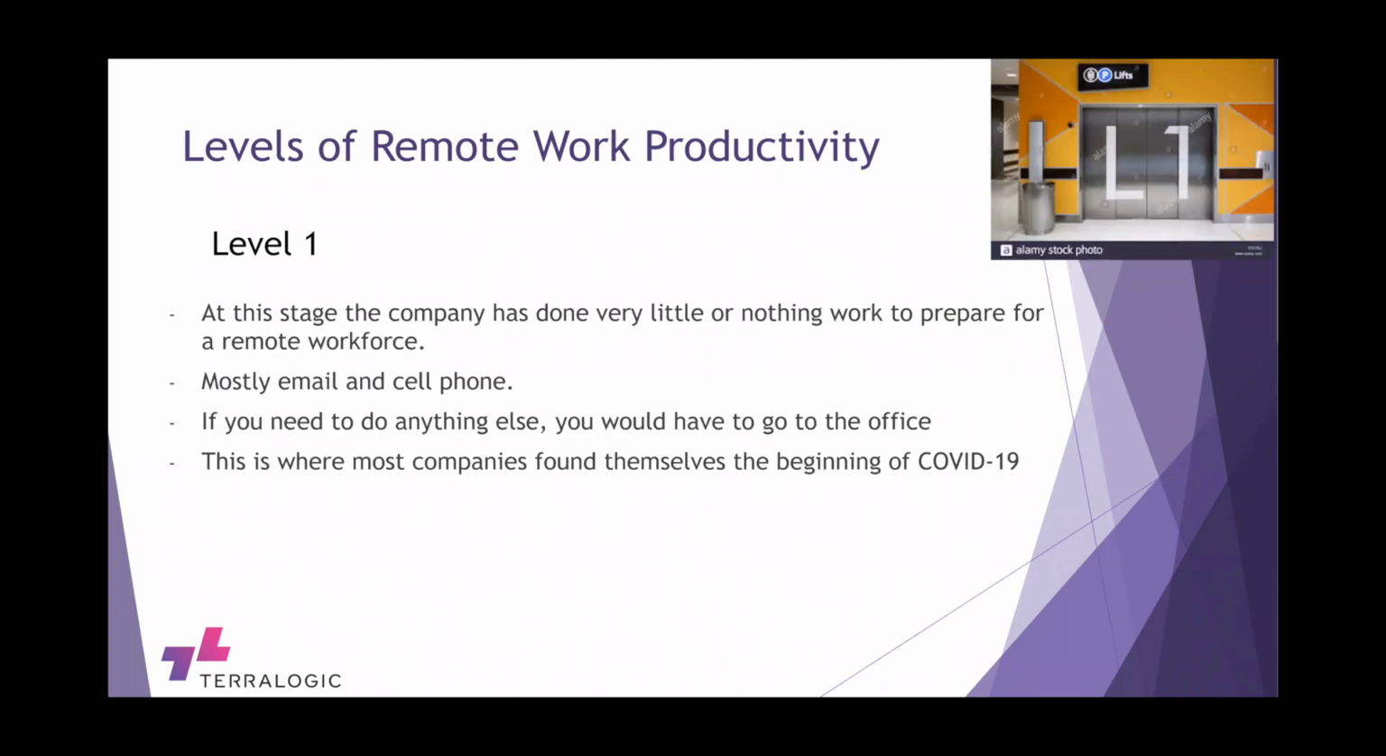So first level. This level is the level where a lot of companies found themselves at the beginning of the COVID-19 pandemic. And that is, they've done very little to prepare for remote work. They have email, they have cell phones. People were told to go home, and really the only thing they could do is maybe interact with email and maybe make a few phone calls. But if they really needed anything more than that, they had to go into the office or something else had to be done, because the current setup at most companies really didn't lend itself very well to remote work. And this is where a lot of companies found themselves at the beginning of the pandemic.